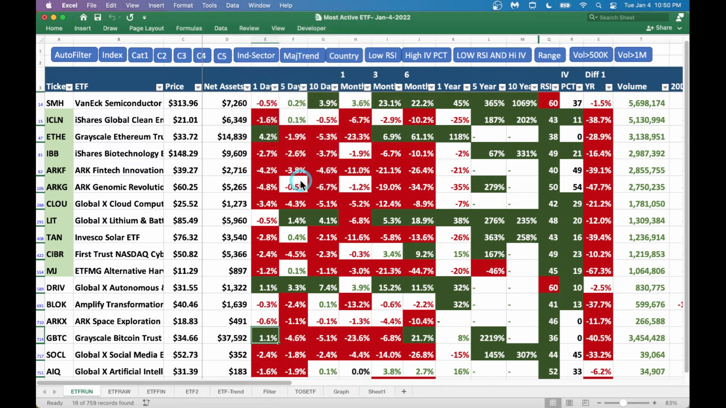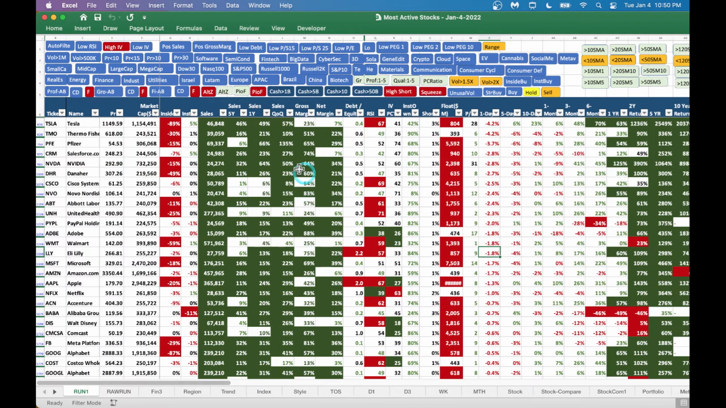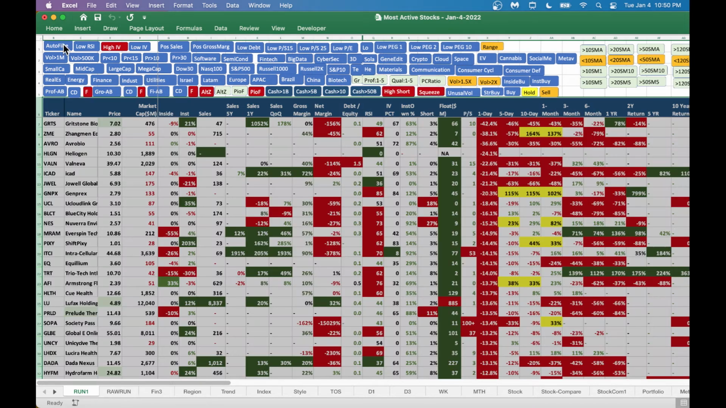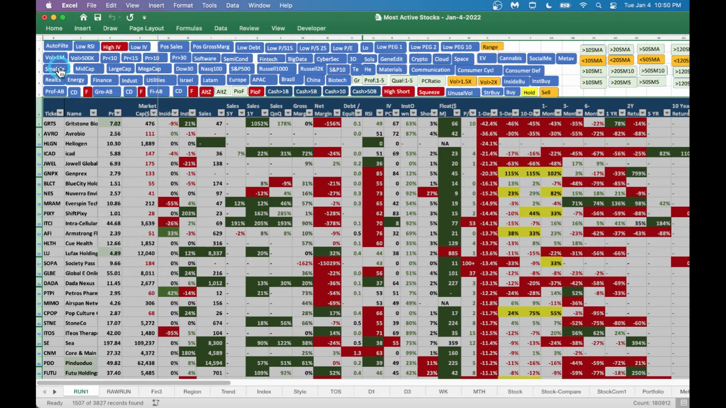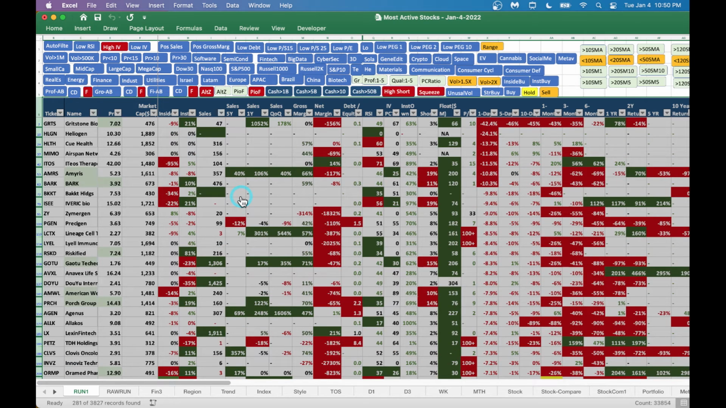From a stock market perspective, let's start from the top here. Let's go into volume greater than 1 million. Let's start with small cap names here and see what's going on in the small cap world. So we'll also sort this by 1 day drop here.